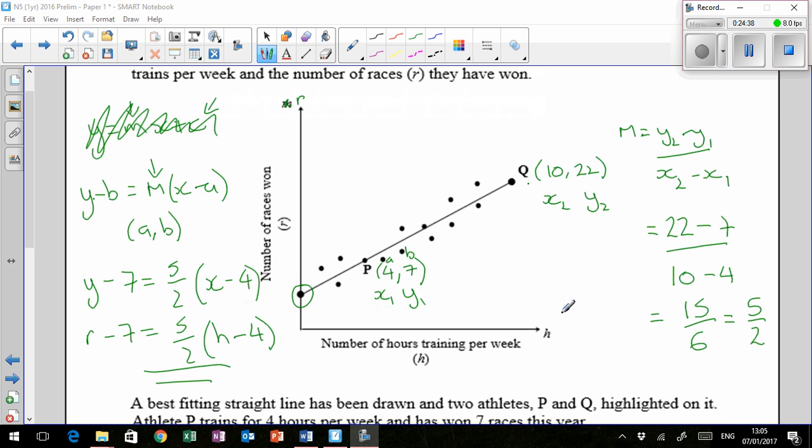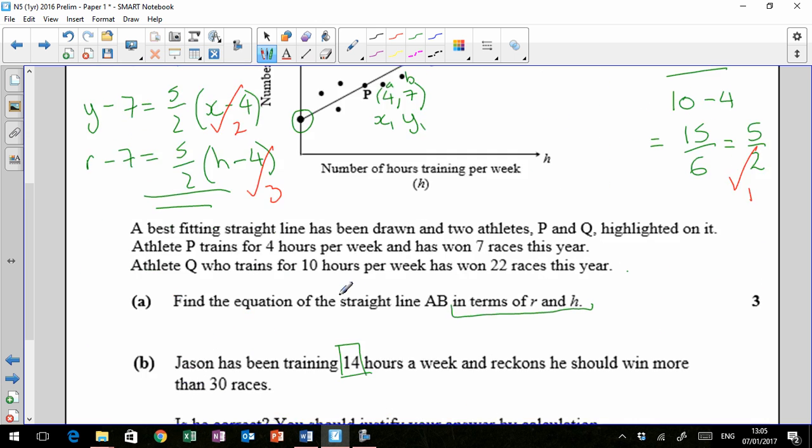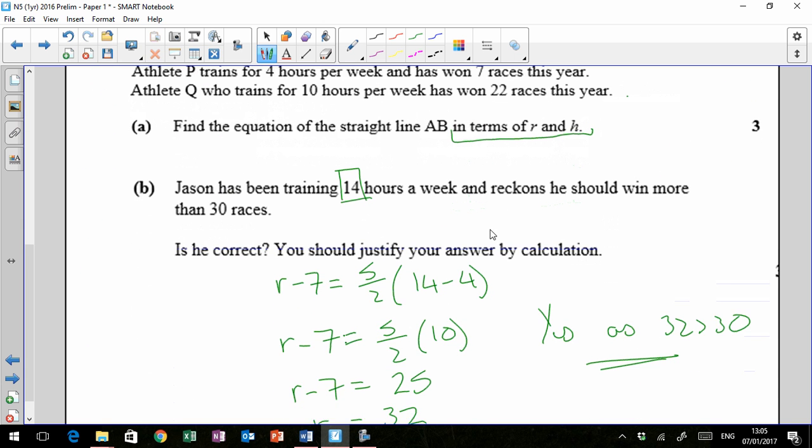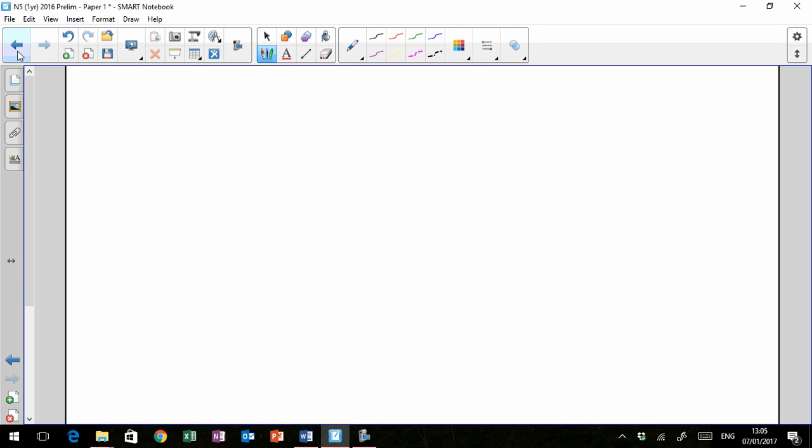Now, looking at marking for this, for part A, I'm going to get a mark for the gradient, a mark for substituting into the equation of a line, and a mark for putting it in terms of R and H. In part B, another 3 marks. Firstly, for substituting into the equation with 14, secondly for calculating the number of races, and then the third one is for a statement. Your statement is probably going to be more involved than mine, as long as it's a statement and it has justification, so that the 32 races he wins in 14 is bigger than the 30 that he thinks he should.